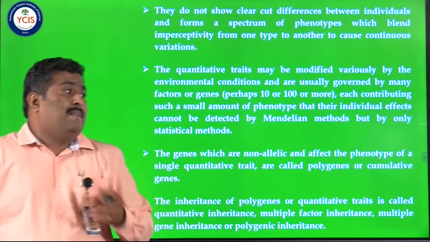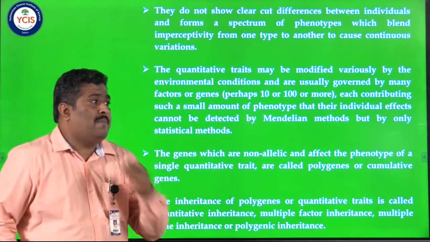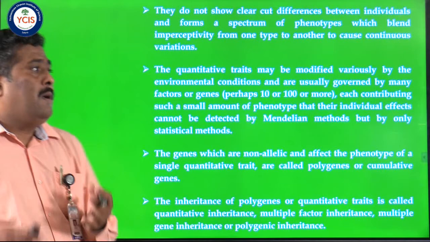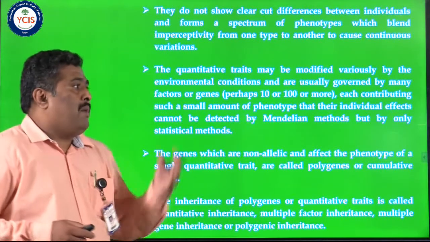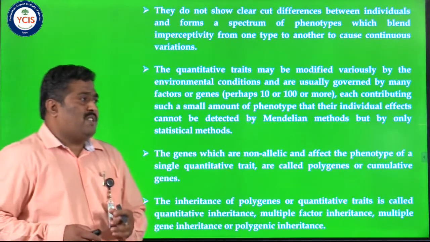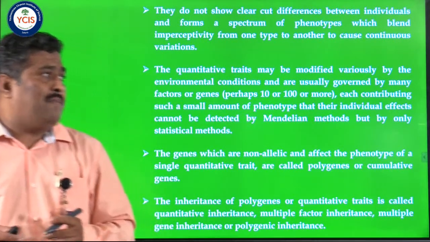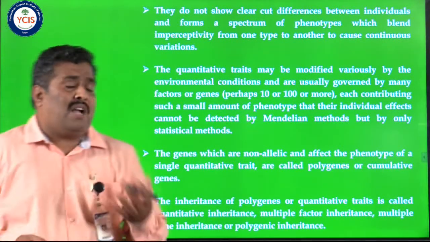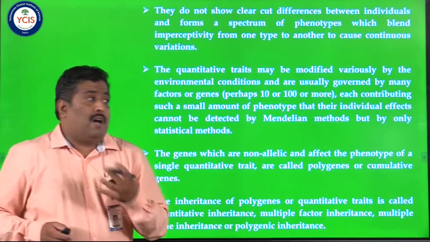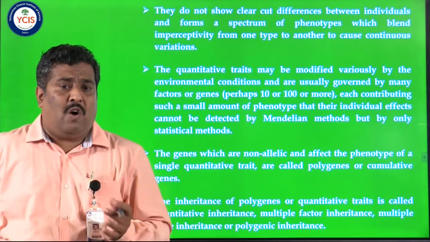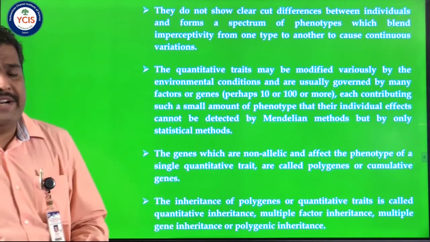So that's why the quantitative traits are very much modified variously by means of the environmental conditions. The genes which are non-allelic and affect the phenotype of a single quantitative trait are called polygenes or cumulative genes. The inheritance of polygenes or quantitative traits is called quantitative inheritance.